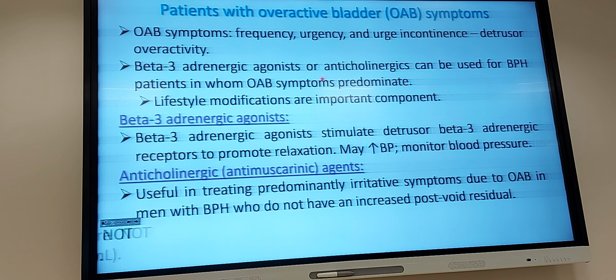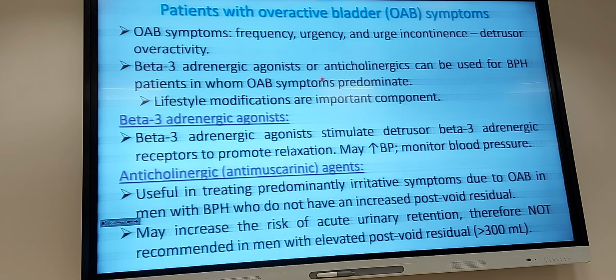So one of the side effects of these drugs, mainly the anticholinergics, is a risk of acute urinary retention. So you don't want to use them in somebody who has a post-void residual volume of more than 300 ml. It's not recommended for them. So somebody who has low post-void residual volume and symptoms of overactive bladder with BPH, then probably there's a role for this category. But again, your main step of treatment is symptomatic.